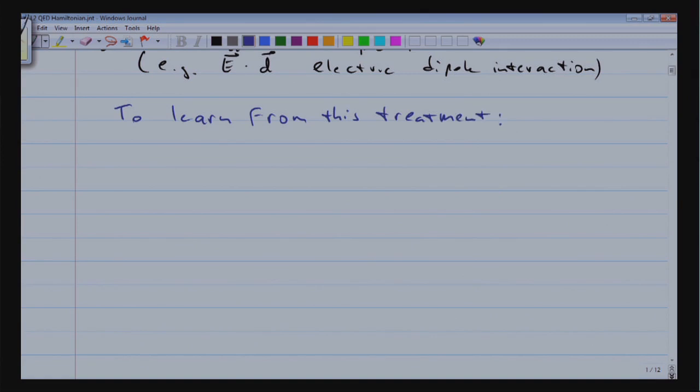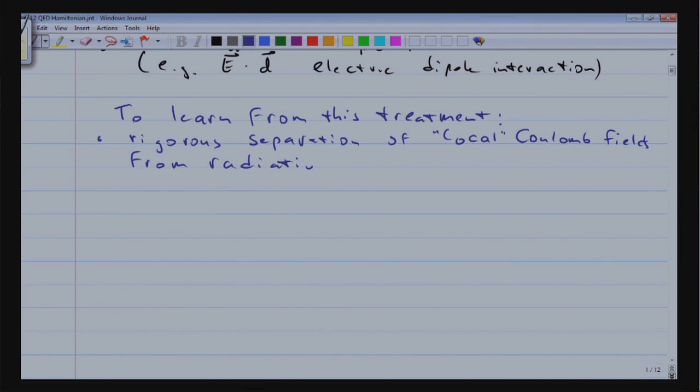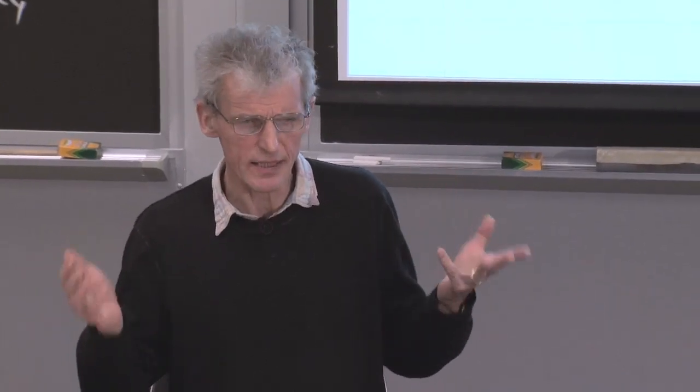Well, one is a rigorous separation of local fields from radiation fields. Let me just write it down: rigorous separation of local Coulomb fields from the radiation field, and so to clearly separate the terms in the Hamiltonian.